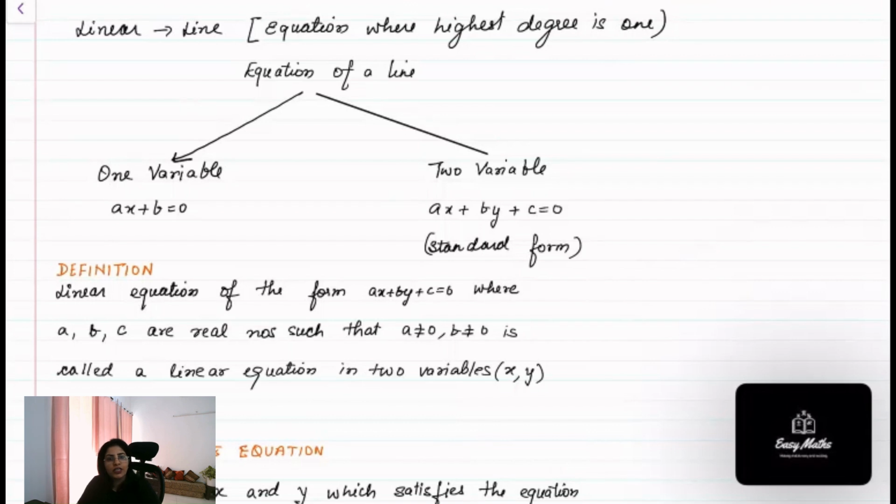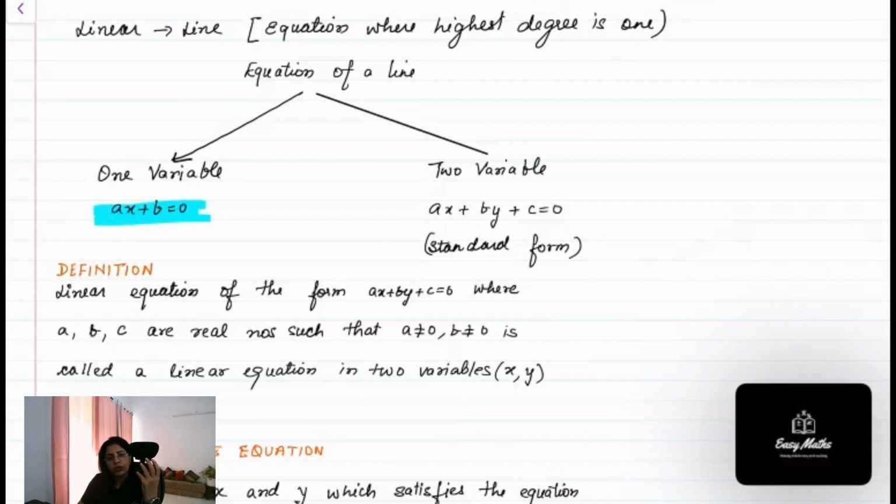Linear equation in two variables. Linear equation means what? Linear means a line. Equation of a line is called a linear equation. You have studied this linear equation in grade 7th and 8th with one variable, where the standard form of the equation was ax plus b is equal to 0. That was the standard form.